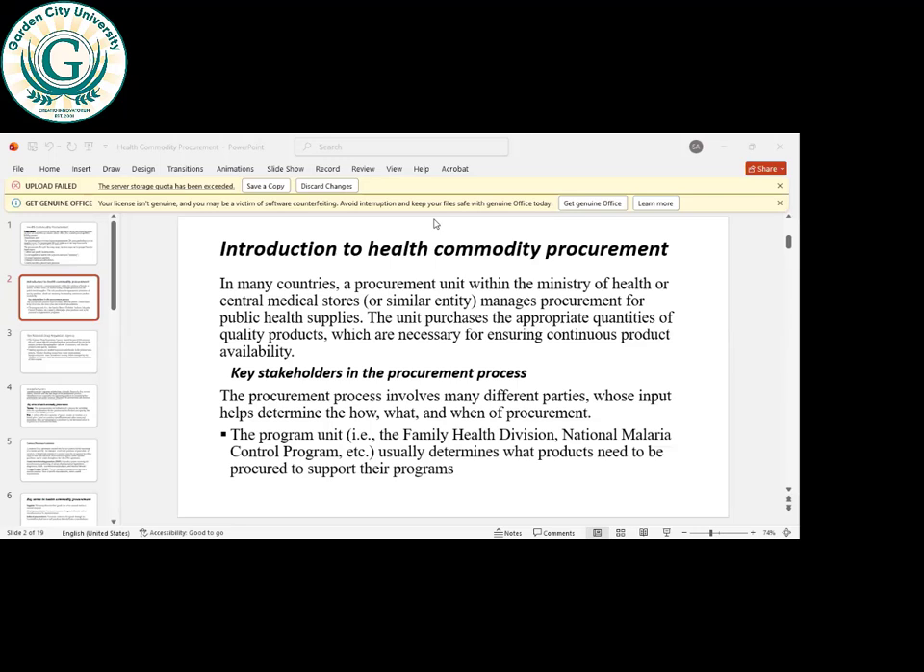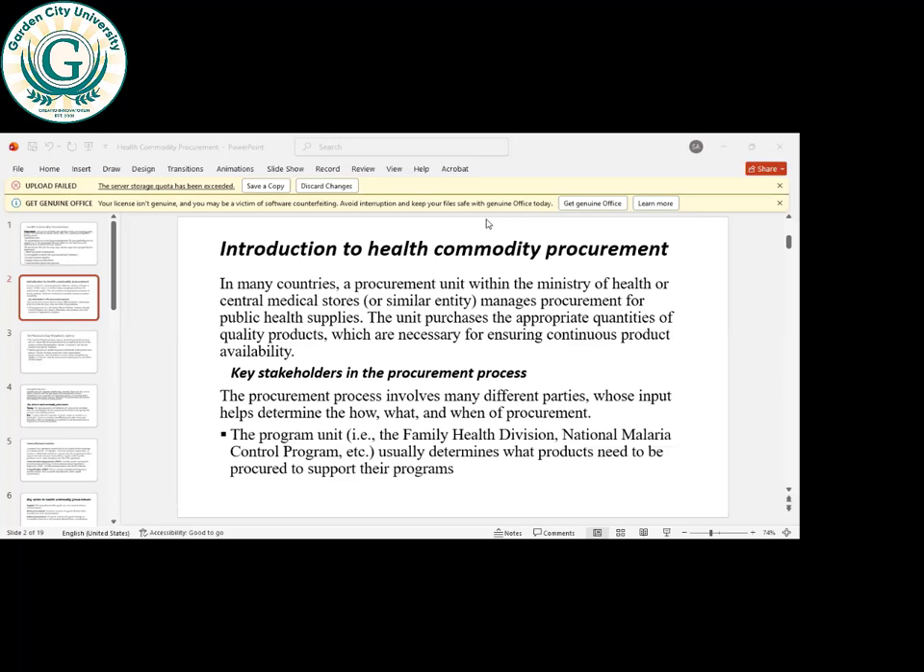So we are looking at stakeholders in the procurement process, which involves many different parties whose input helps determine the how. So who are the stakeholders who determine the how? You come to the procurement unit. Having received orders, they will decide how we are going to get funding, how we are going to get the items that have been requested, and how we deliver them. These are the how.